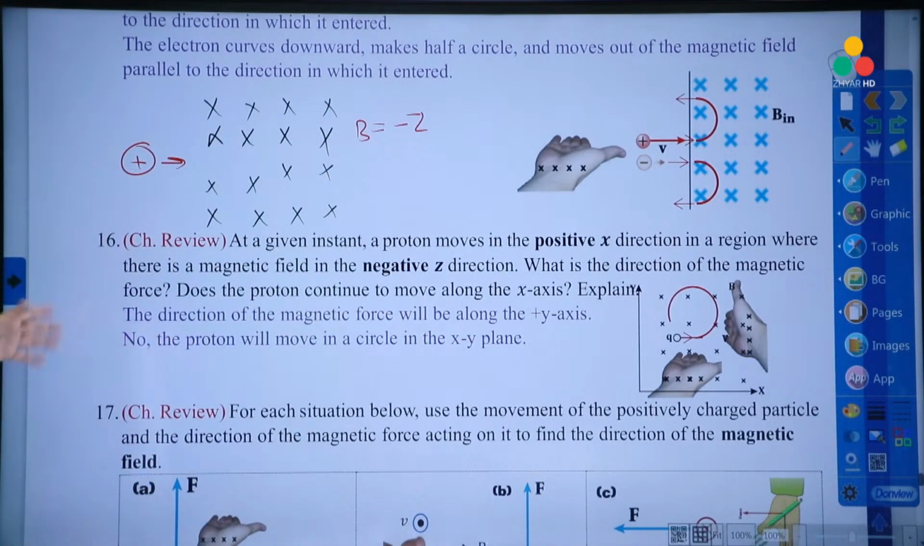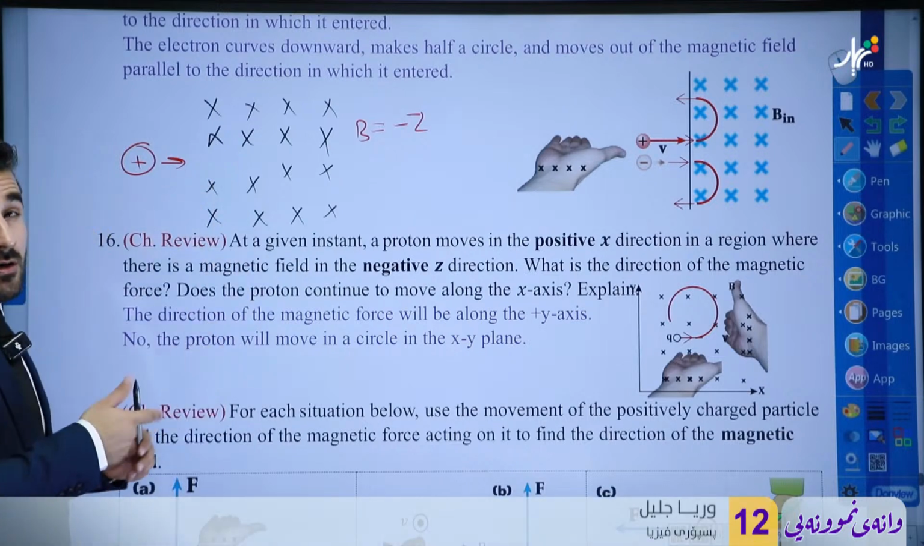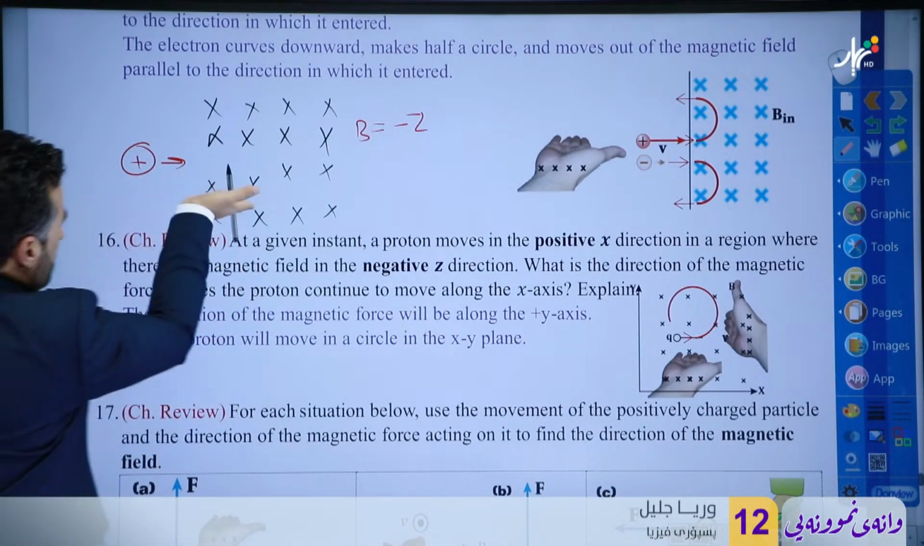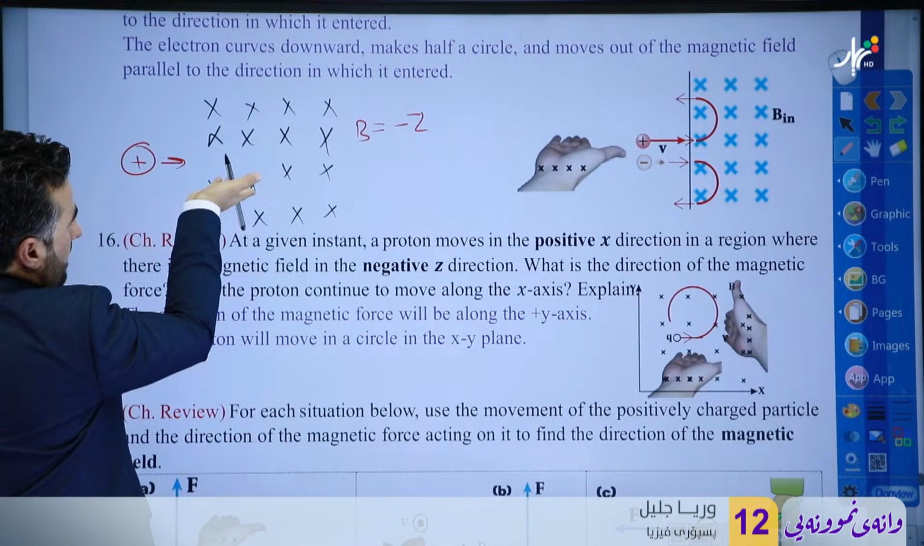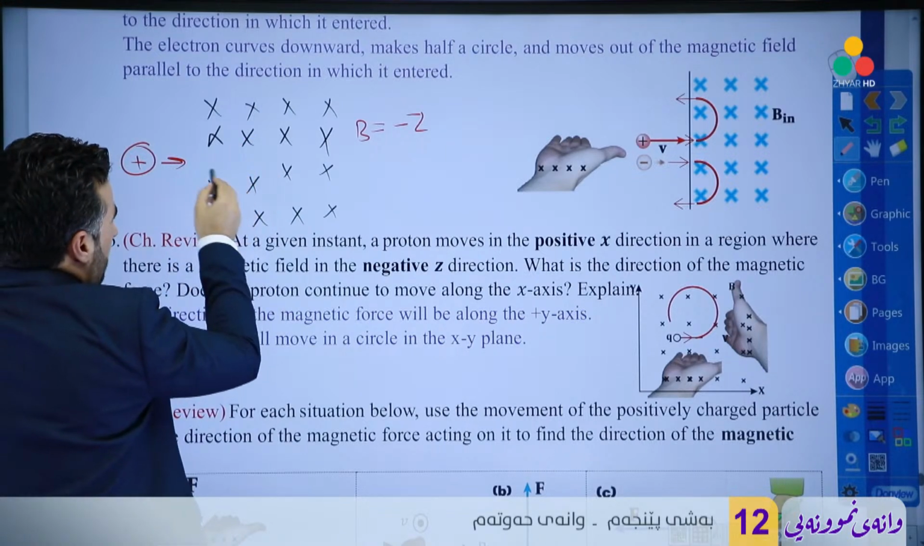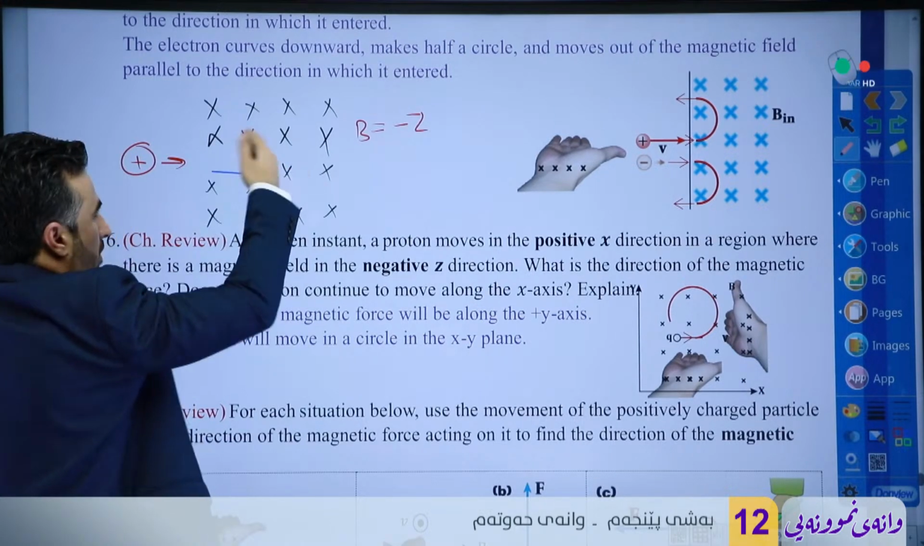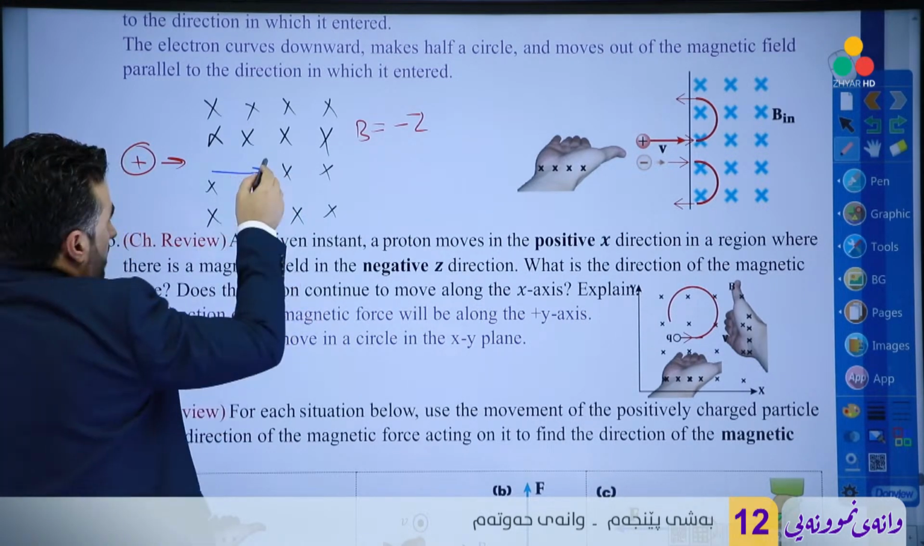Okay, so take a look. If that is the case, what happens? Use the right-hand rule. So there is the direction of the motion, and the magnetic field is into the page. What would be the force once it is inside the magnetic field? If that is the case, it is trying to go horizontal, but the magnetic force doesn't allow it, so it is going to change its direction.